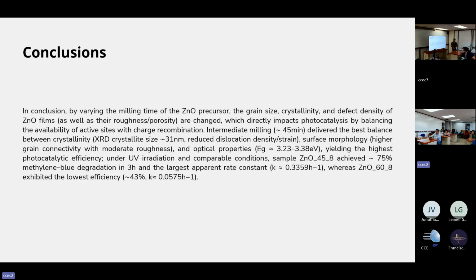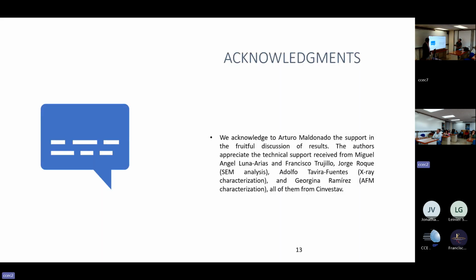Approximately 75% methylene blue degradation in 3 hours and the largest rate constant, approximately 0.336 hours to the -1, in comparison with the sample zinc oxide 60 minutes.